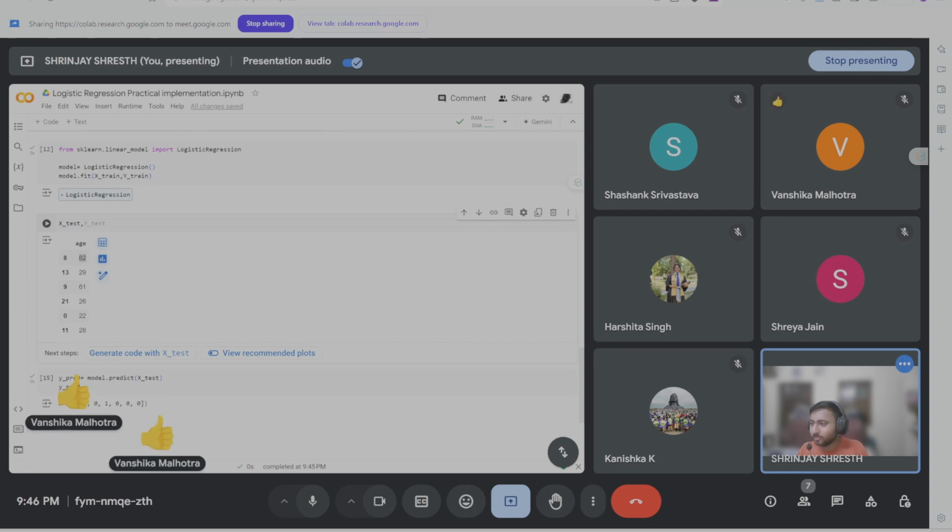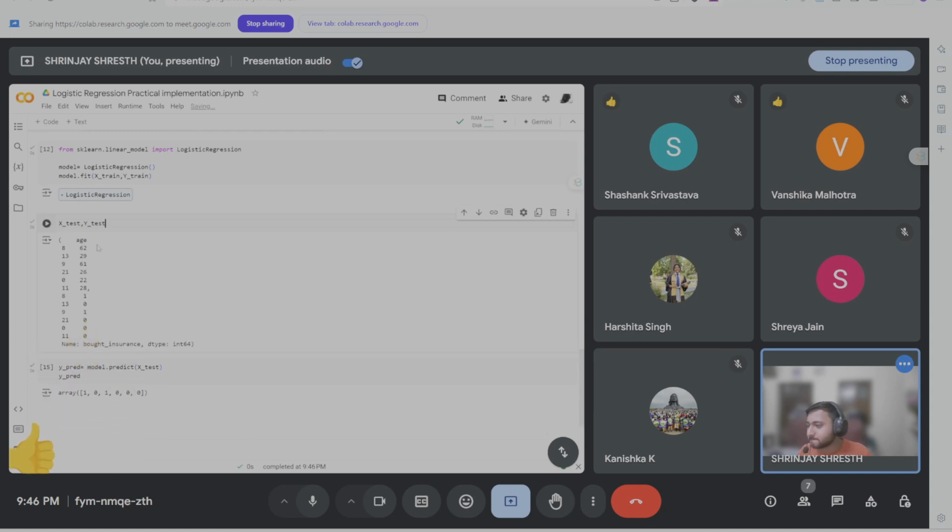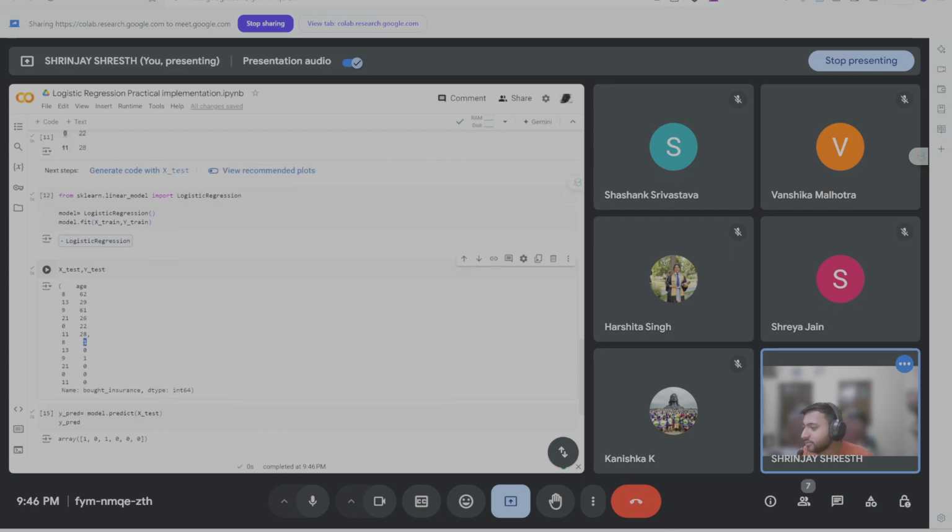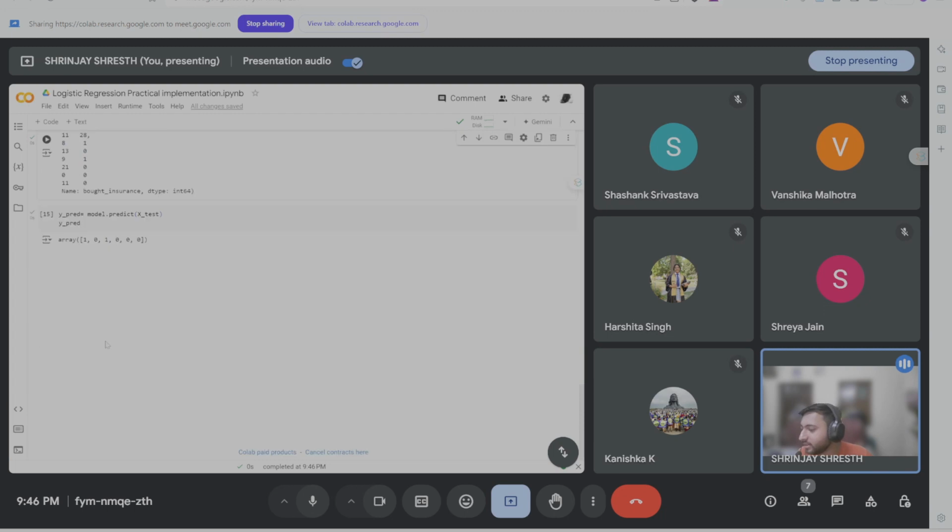Let me also print y_test correspondingly. So see, for this index 8, that is age 62, that person has actually bought the insurance. Let us see some other values. For let's say 29, that person has not bought it. That is what our model says, and exactly that is what it is in the test data set.